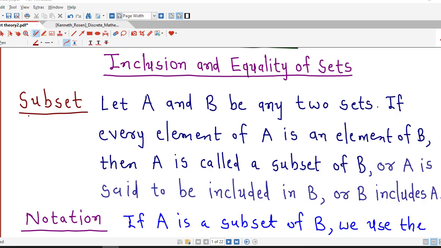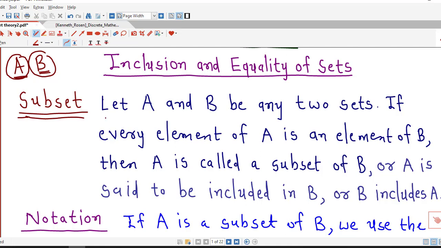First we recall the definition of a subset of a given set. As we know, if we have two sets A and B, and if every element of A is also an element of set B, then we say that the set A is a subset of set B. Another way to say this is that set A is included in the set B. So that is the meaning of inclusion: A is included in the set B, or equivalently A is a subset of set B.